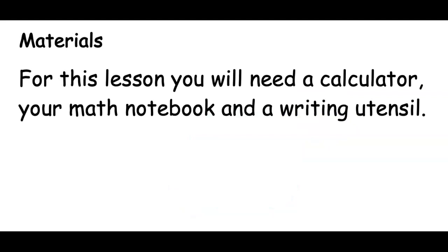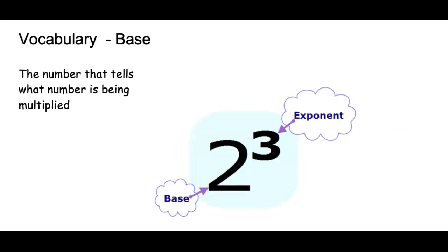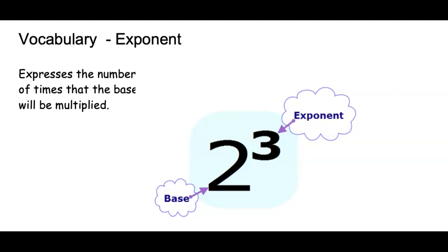So in your notebook, please start by saying this is Exponents Lesson 2C. So all the notes you take after would be under that heading. Okay, so we're going to talk about two vocab words when it comes to exponents. The first is the base. That's the number that tells what number is being multiplied. And then it's the exponent, which expresses the number of times the base would be multiplied.